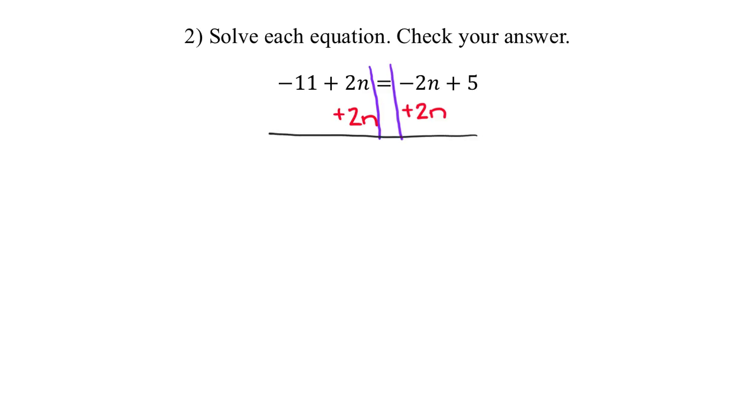Okay. On the left side, I want to start with my variables because I want my variable really all the way on the left. What is negative 2n plus 2n? 4n. What is still in that problem though? Negative 11. Negative 11. And that's going to equal how much on the right?